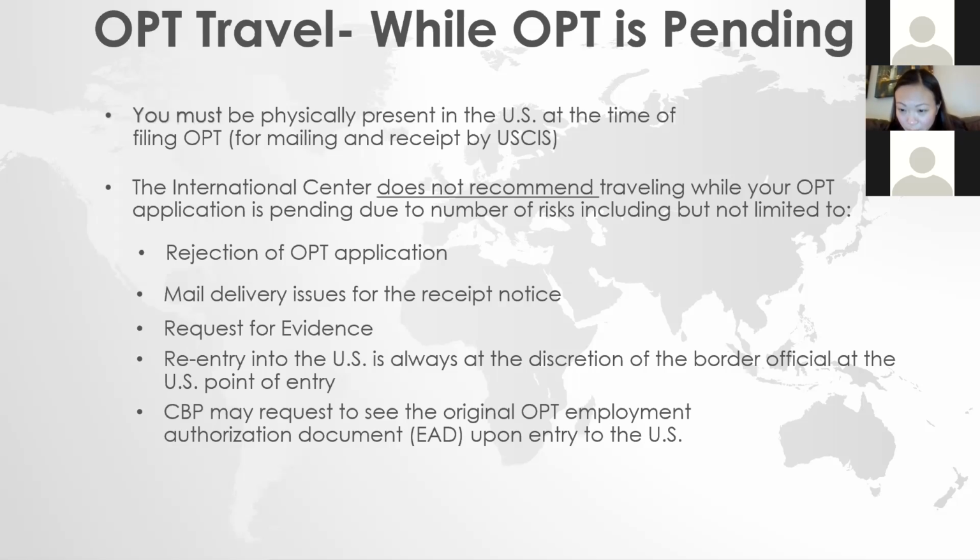And then CBP, the Customs and Border Protection, may ask to see the original OPT employment authorization document, what we're referring to as the EAD card, upon entry to the US. So to give you an idea, you are re-entering the US, your OPT is pending, the border official sees that you're entering on an OPT I-20, it's pretty common for them to then ask where your EAD card is. Since your OPT is pending, you will not have an EAD card. So just keep in mind that they may ask for that, and they may deny you entry if you do not have an EAD card, which if it's pending, you will not.